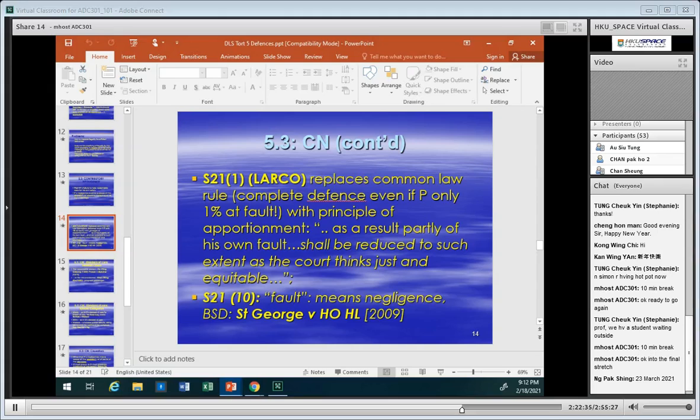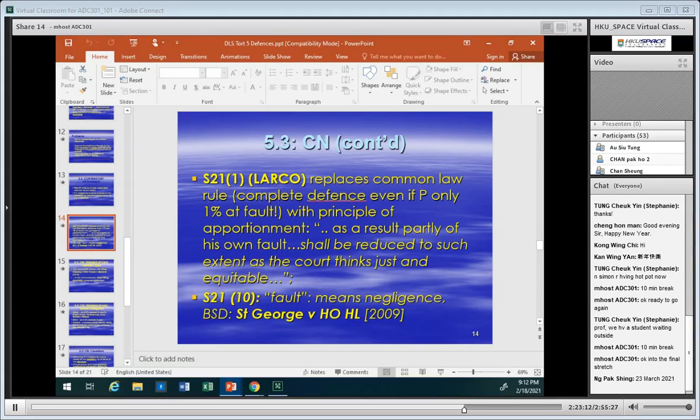But the key source of law for contributory negligence is section 21 of LACO. It replaces the common law rule which says that even 1% contributory negligence was a total defence, which seemed very much unfair to the plaintiff. And so section 21 of LACO mimics the English legislation, and no better way of proceeding than to have a look at section 21 itself on page 130.